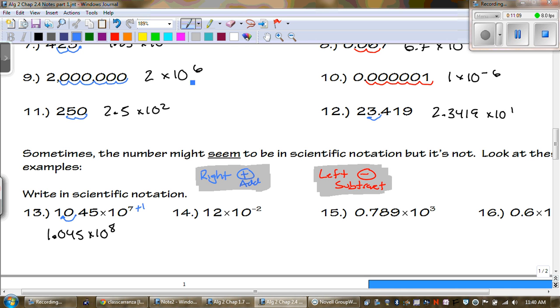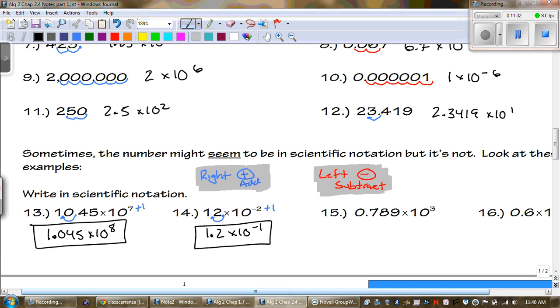Okay? Number 14, here's the decimal. We have to move it to the left. They have to move it to the right. So that means we're adding 1 to that. So this is 1.2 times 10 to the negative first, because negative 2 plus 1 gives us negative 1. Okay?